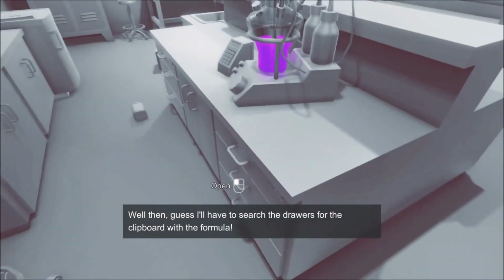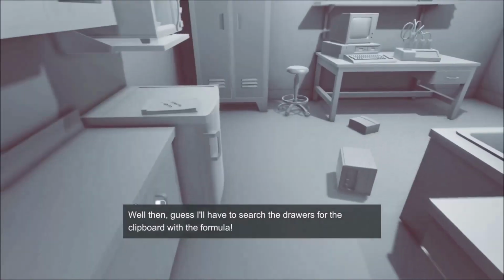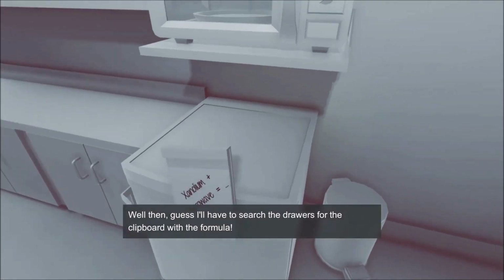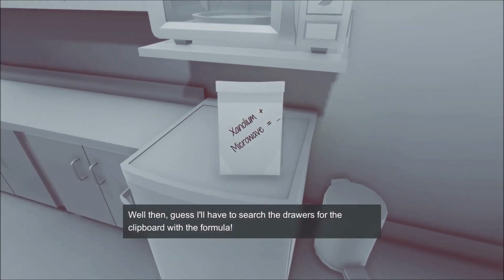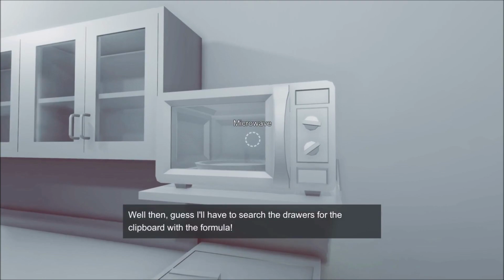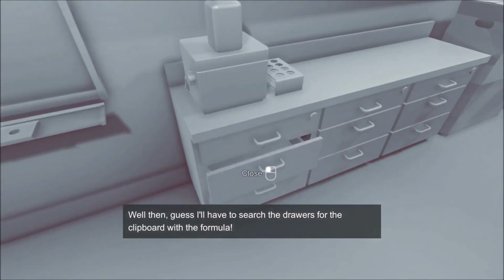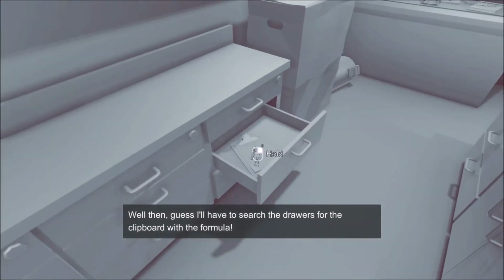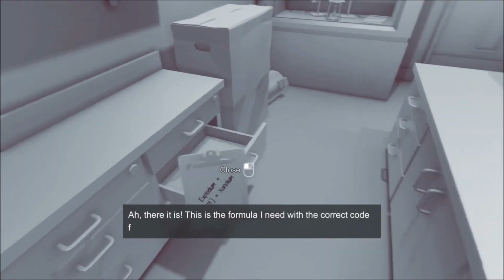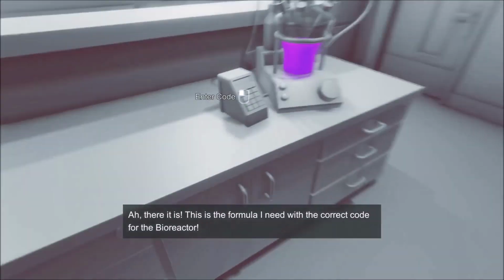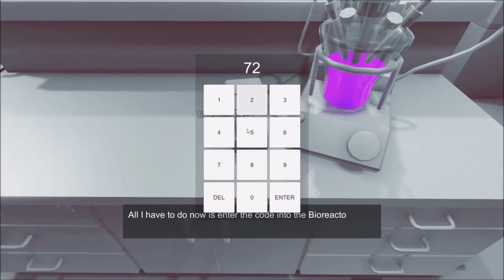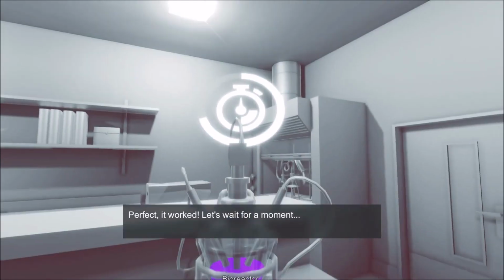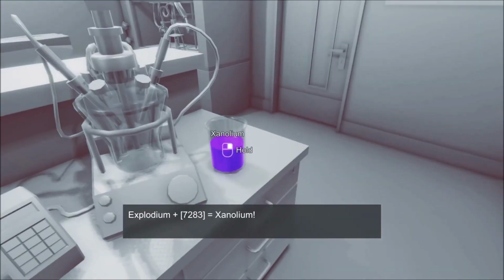Okay. I'm not finding this code that it speaks of. Let's keep looking. It did say drawer, didn't it? What's this? Xanolium plus microwave equals... okay. I guess we'll soon find out. Let's keep looking in these drawers. Oh! What does that say? 7283. That's what we're gonna do. 7283. Enter. Okay, let's wait.